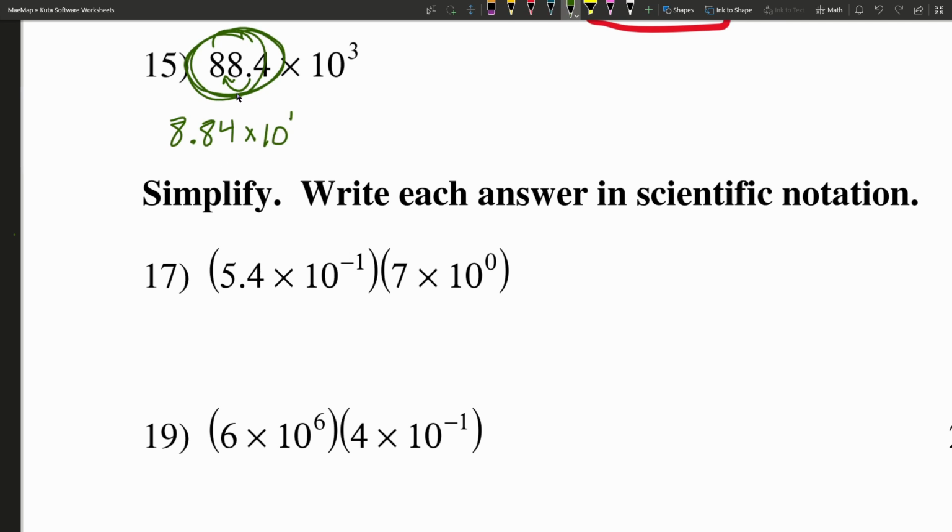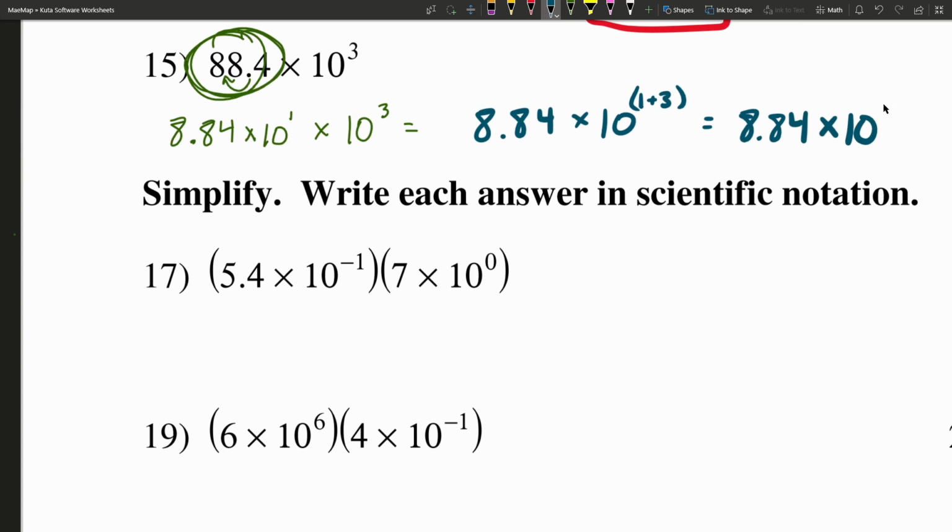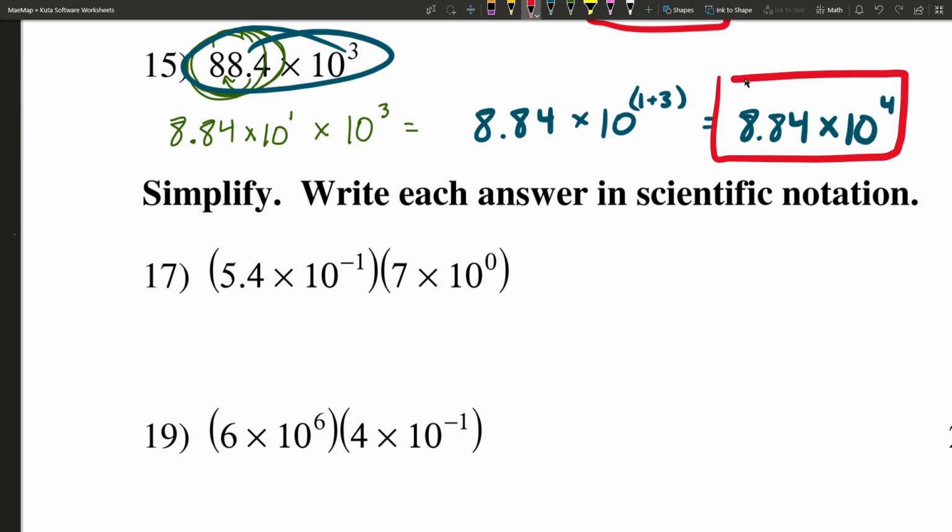And that number, 88.4, is multiplied by 10 to the 3rd. So I have 8.84 times 10 to the 1st, which is 88.4, and I'm multiplying that by 10 to the 3rd. So this gets multiplied by 10 to the 1 plus 3. So 8.84 times 10 to the 4th. That's this original number in scientific notation.